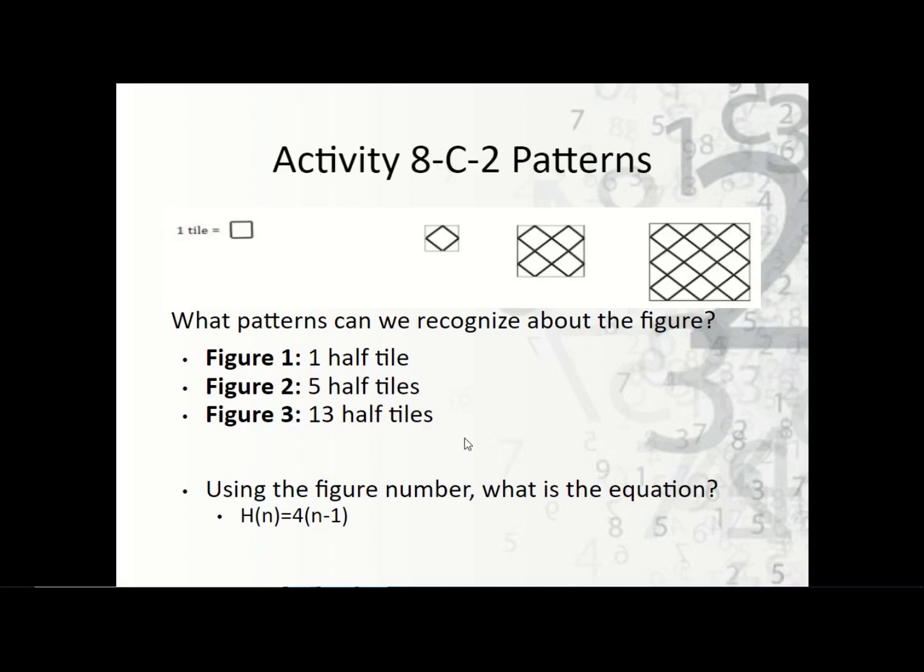So each time we're going to multiply 4 times whatever the previous figure was, which is n minus 1. So it'd be 4 times n minus 1 would be my pattern.